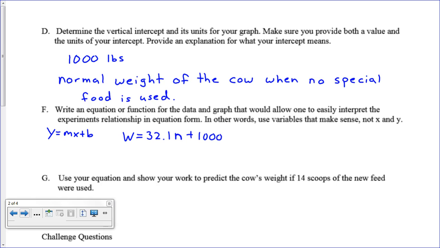And then in this case, W equals the weight in pounds, and N equals the number of scoops.